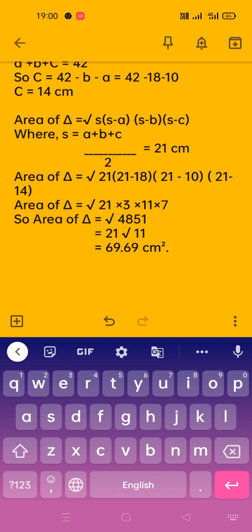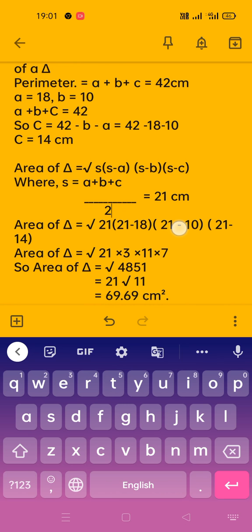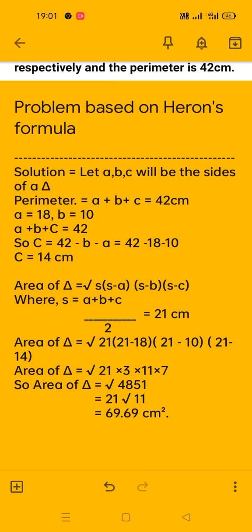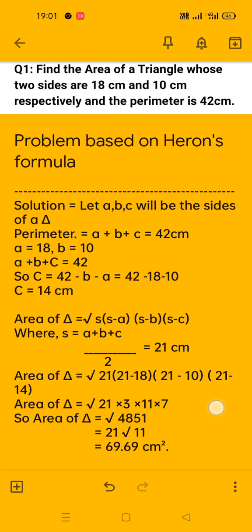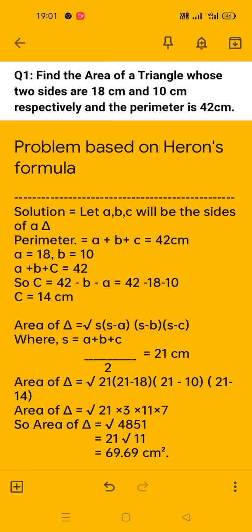We know the formula, na? That formula is S minus A, S minus B, S minus C. So substitute the value of this and solve. The final answer will be 69.69 centimeters square. This will be the entire solution. If you want, you can take a screenshot of the question as well as the solution. So this is the question based on Heron's formula.